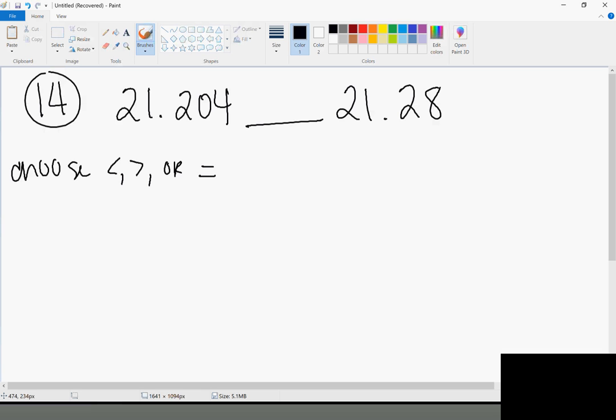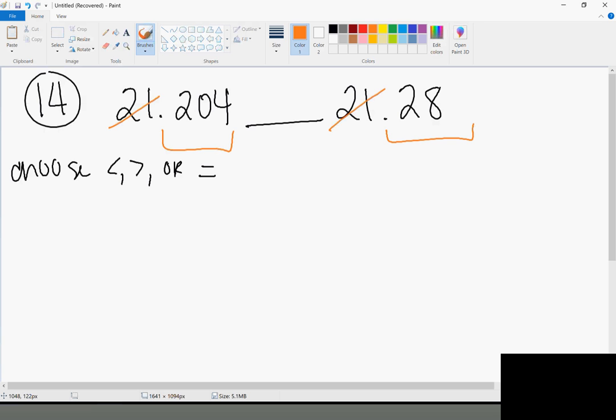Okay, so decimals. When you're comparing decimals, first look at the decimal point, and then from the left, they both are 21 point something. So ignore that. That's not going to help us compare anything. Now we've got to focus on the decimal part here. When you're comparing decimals, you want them to have the same number of decimal values.